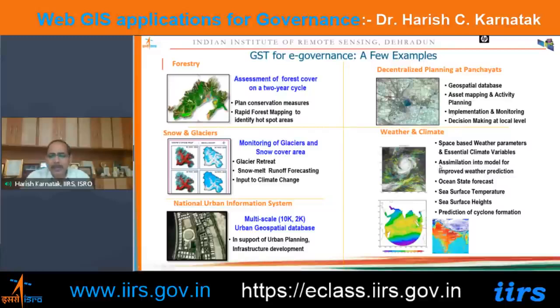For weather and climate, there are many such websites or web portals available. From the ISRO side, we have space-based weather parameters, essential climate variables, assimilation into the model for improved weather predictions, ocean state forecast, sea surface temperature, sea surface height, and prediction of cyclone formation and so on. Some is available as experimental data from the ISRO website called MOSDAC. In a coming slide, I'll be discussing it. But ultimately, the operational forecasts or alerts are available from the Indian Meteorological Department or IMD portals.